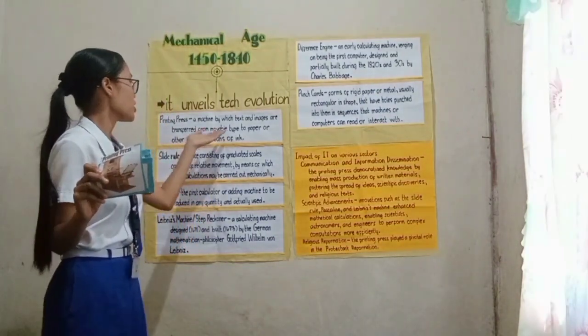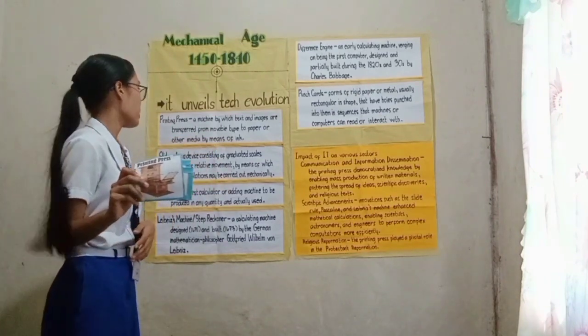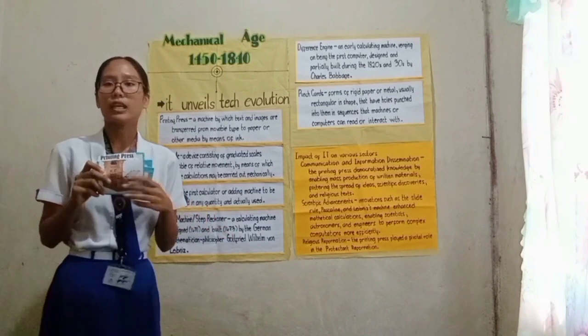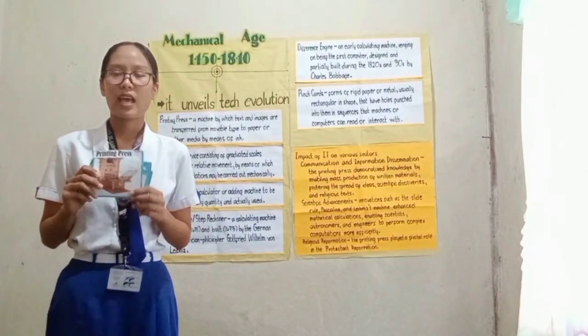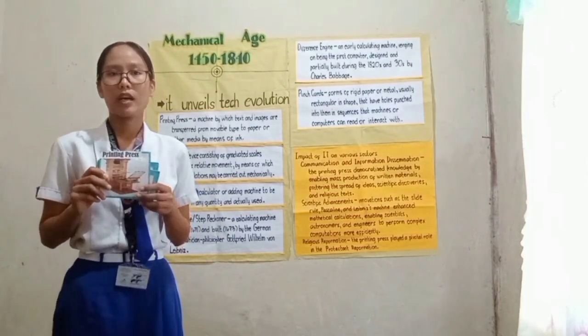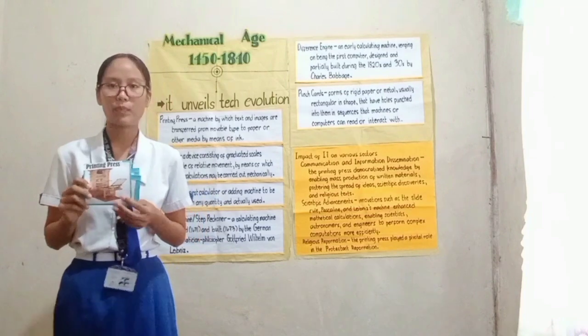A printing press is a machine by which text and images are transferred from movable type to paper or other media by means of ink. The printing press originated in China, and the oldest known book that was printed from movable type was created in Korea in the 14th century.